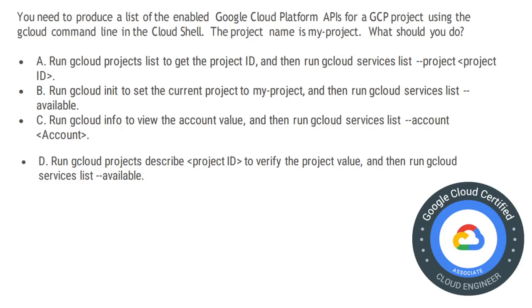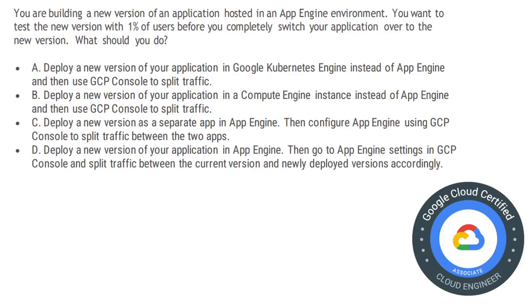You need to produce a list of the enabled Google Cloud Platform APIs for a GCP project using the gcloud command line in the Cloud Shell. The project name is my-project. What should you do? The answer in this case is run gcloud projects list to get the project ID and then run gcloud services list with your project ID. Option A is the correct answer. Moving on to the next one.